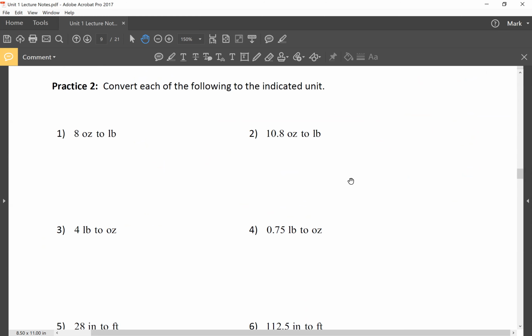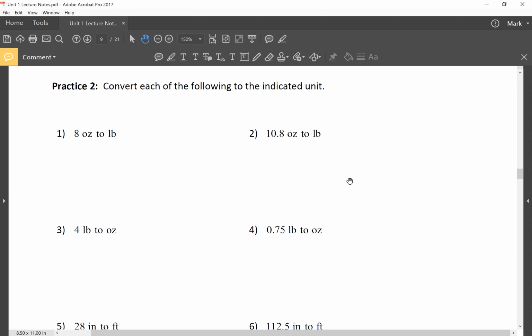So 8 ounces to pounds. All right, I'll do a couple of these, then I'll get you guys to try a couple, and then we'll move on to topic 3. I think you'll like topic 3 a little better.